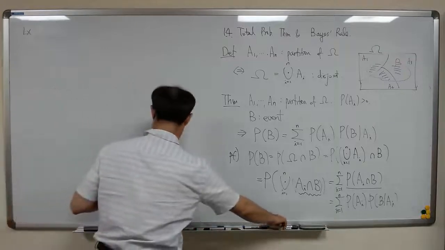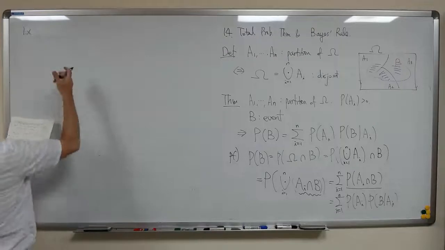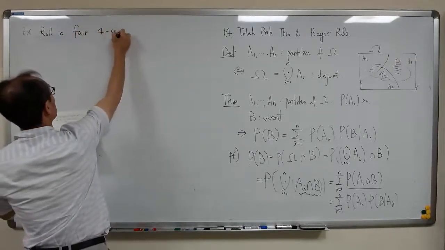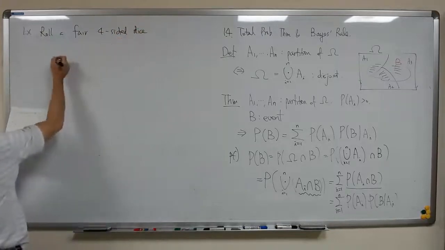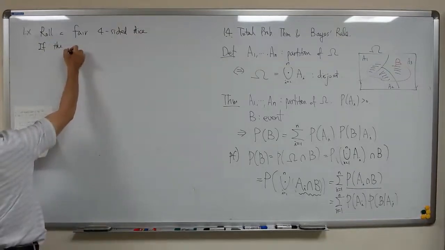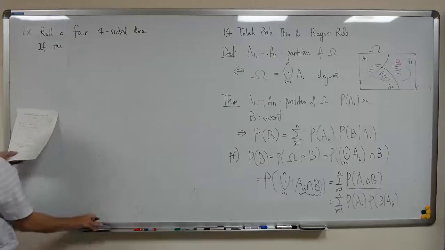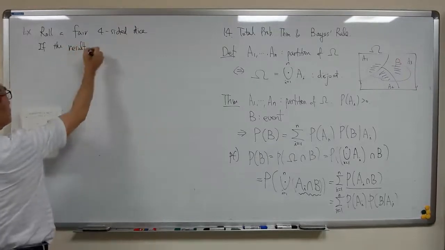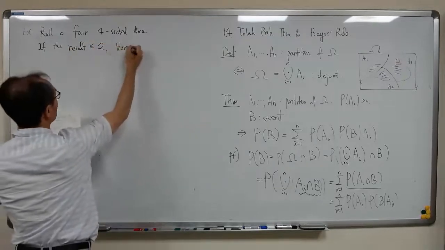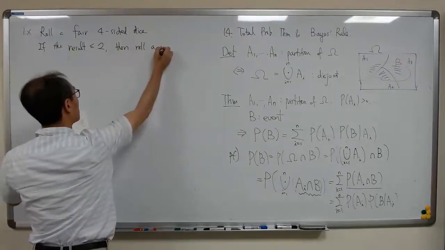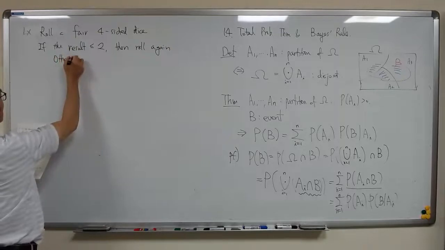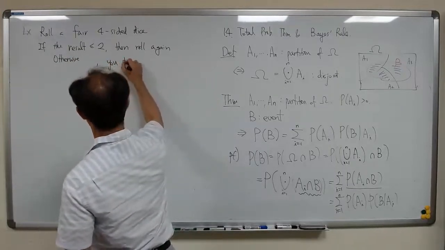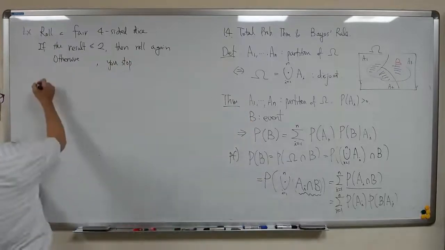So let's consider an example, I guess. Again, let's roll a fair coin, or I should say a fair dice. It says four-sided dice. If the result of the first roll is less than or equal to 2, then we're going to roll the dice again. Otherwise, which means the result of the first roll is greater than 2, we're going to stop there.